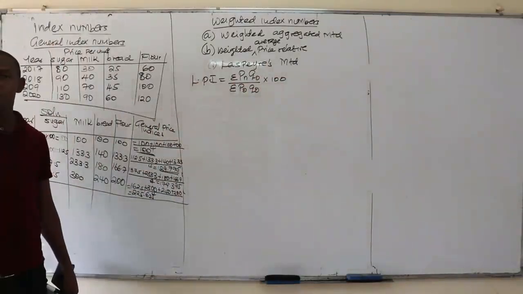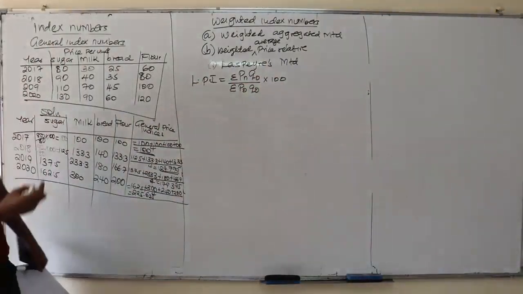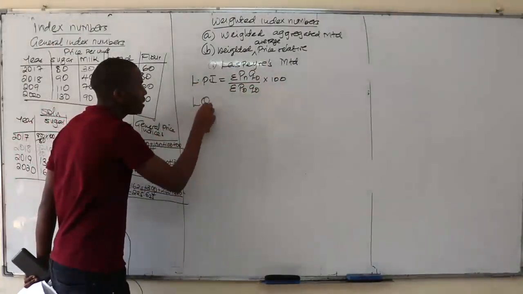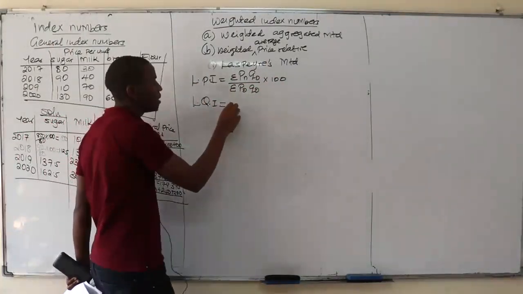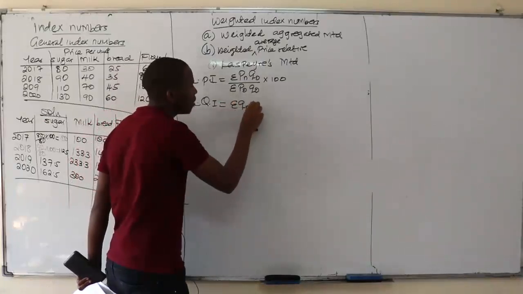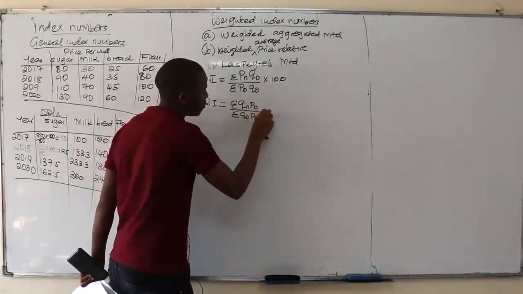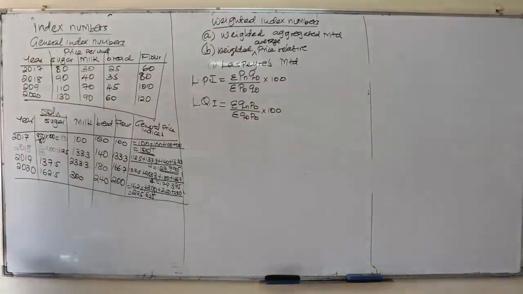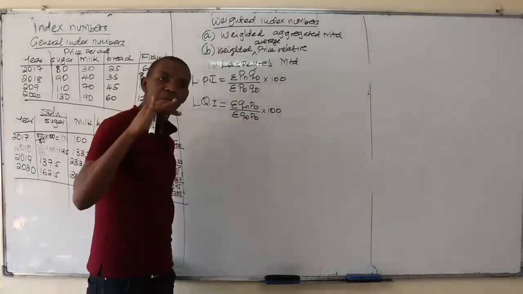Sawa. Because here they will ask you the Laspeyres price index or the Laspeyres quantity index. So that is how you get that. If they ask you about the Laspeyres quantity index, it will be the summation of Qn Po all over the summation of Po Qo multiplied by 100.